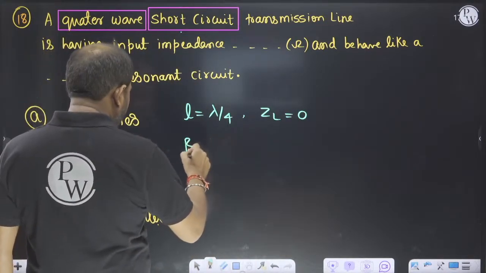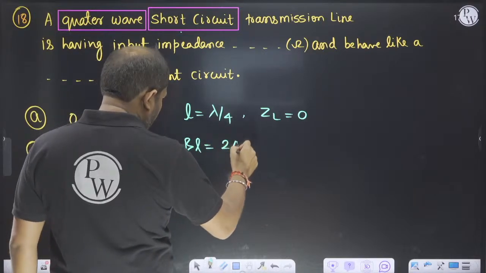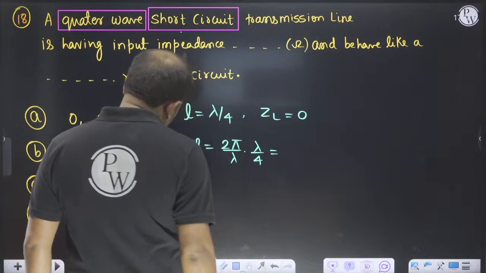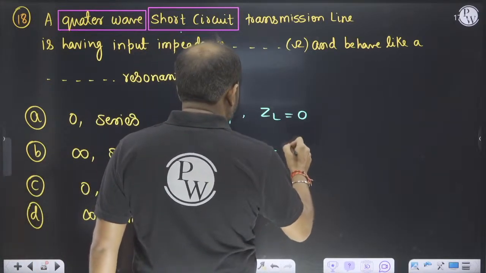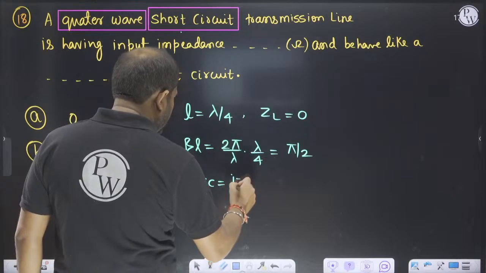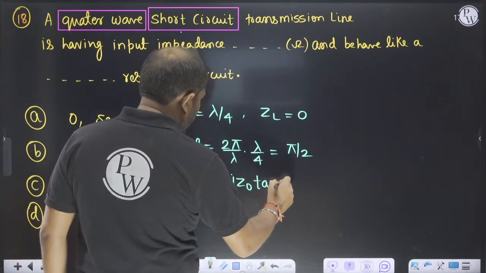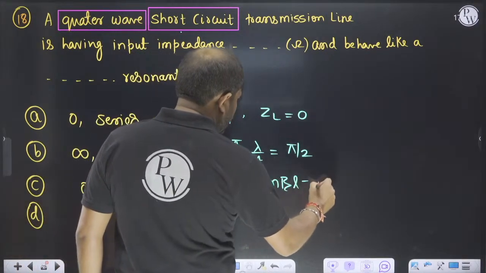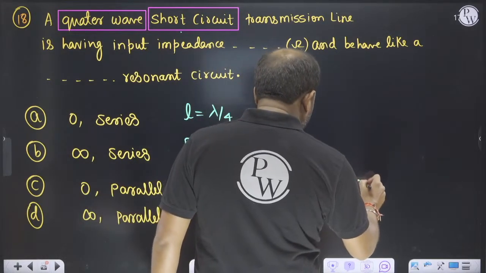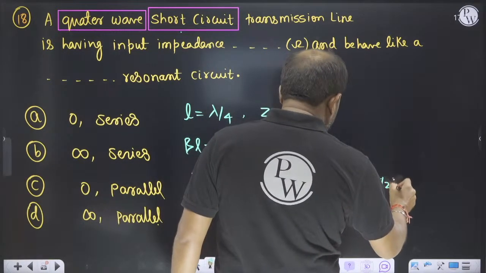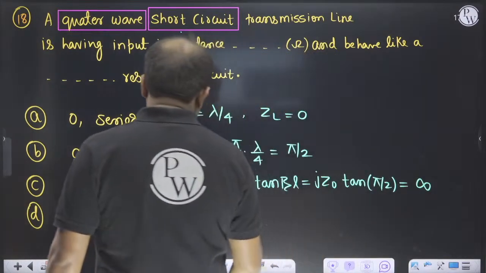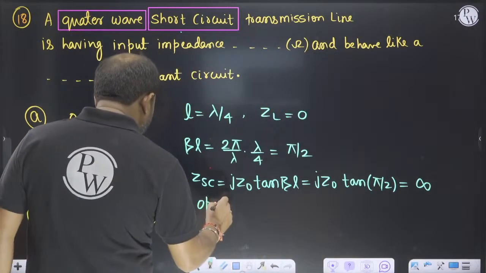So beta L will be equal to 2 pi by lambda into lambda by 4. So it will be pi by 2, and ZSC we know the formula. ZSC is equal to JZ naught tan beta L. Tan beta L is tan pi by 2, and pi by 2 is infinite. So it is infinite. Infinite means open circuit.